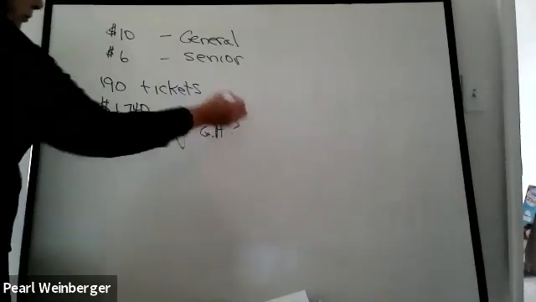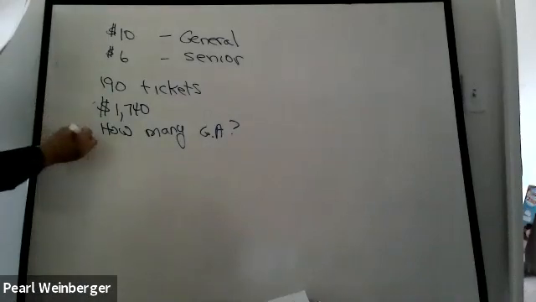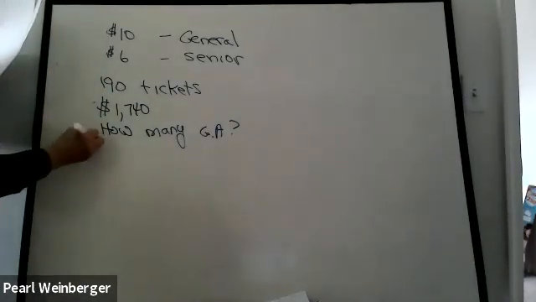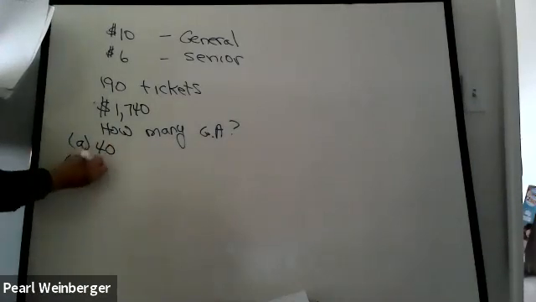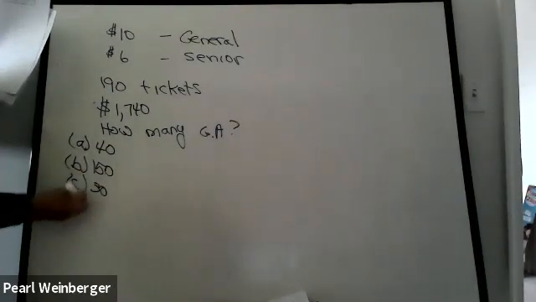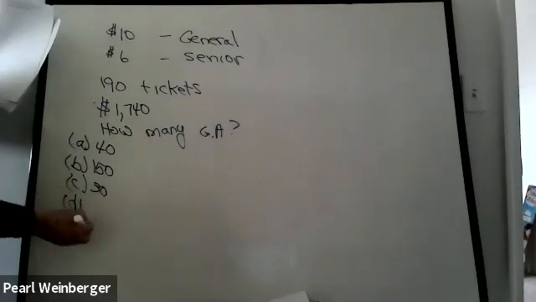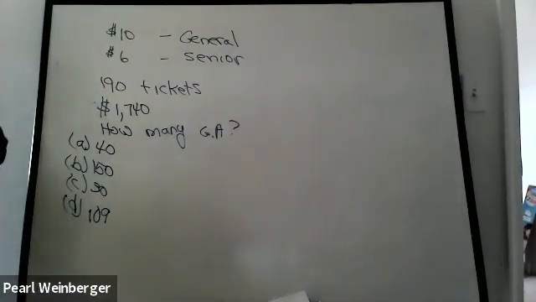And since this is a multiple choice question, I'm going to give you the choices and I'm going to give you a few minutes to try it. Choice A is 40, choice B is 150, choice C is 30, and choice D is 109. Okay, I'm going to give you a few minutes to try this on your own, and then we're going to work it together. You might see something of this nature on the midterm.